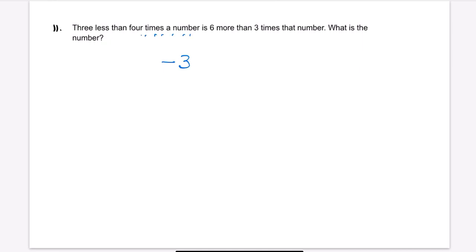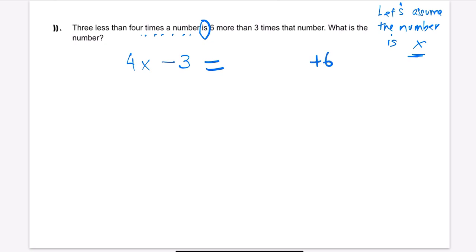3 less than, that means some 3 should be removed from something. 4 times a number. Let's assume the number is x, the variable x. So 3 less than, so we have got minus 3. 4 times the number, 4 times x, which is 4x, is the mathematical equivalent for is, the word is, equal to 6 more than, that means it's plus 6, 6 is added to something. 3 times that number, the number is x, 3 times the number is 3x. That's it, we formed the equation.